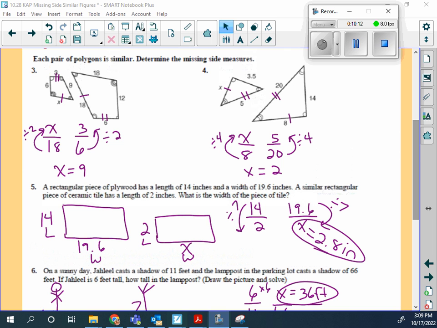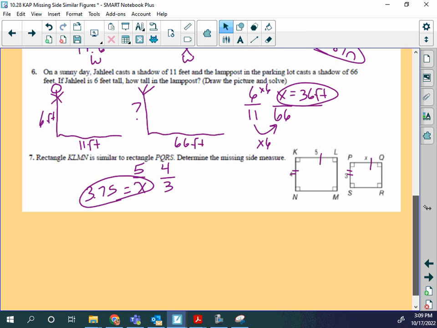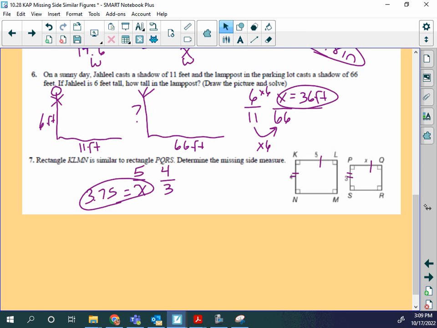Okay, let's go over the answers. So for number 3, you should have got x equals 9. Number 4, x equals 2. Number 5, x equals 2.8. Let's pause here for any questions. 6, I got x equals 36 feet. And 7, x equals 3.75. Again, pause here for any questions.